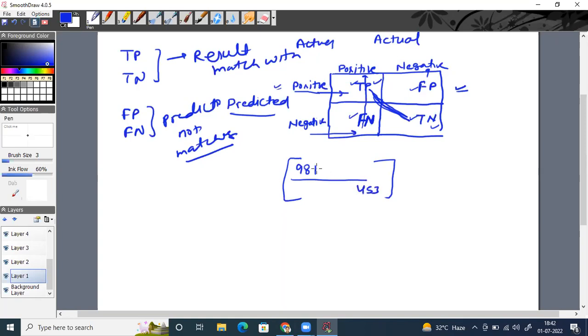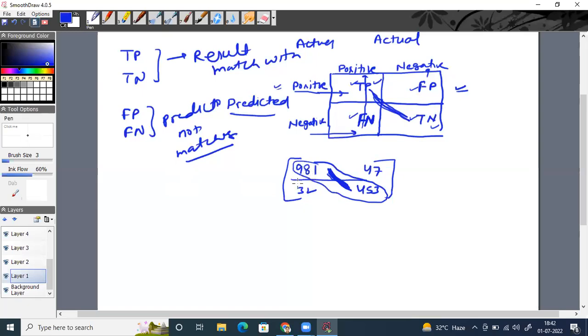Always understand that this diagonal is always your true results. Whatever you are getting here, suppose 47, 32, among the others one will be your false positive and one will be false negative. These are your true results. Getting the point? What is the rest, 981 actually?